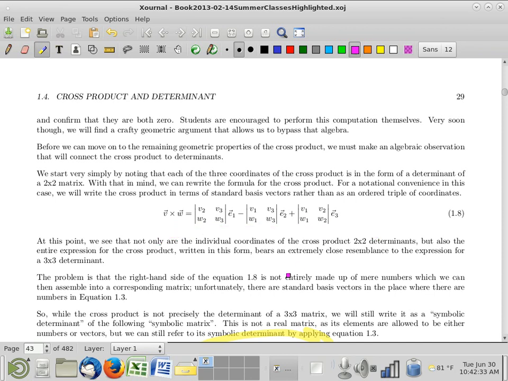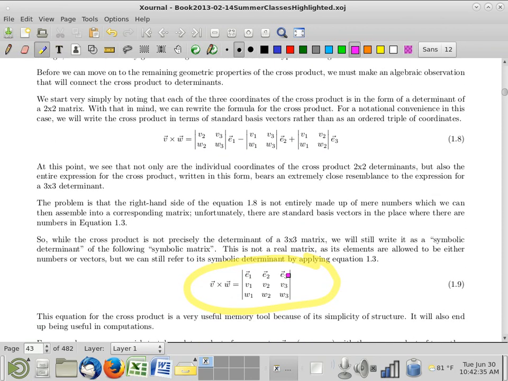So the tempting thing then is to rewrite that formula like this. Rewrite that expression as the determinant of this 3x3 matrix. Now, asterisk. Something has gone terribly wrong here. I have assembled into a matrix 9 objects, some of which are not numbers.